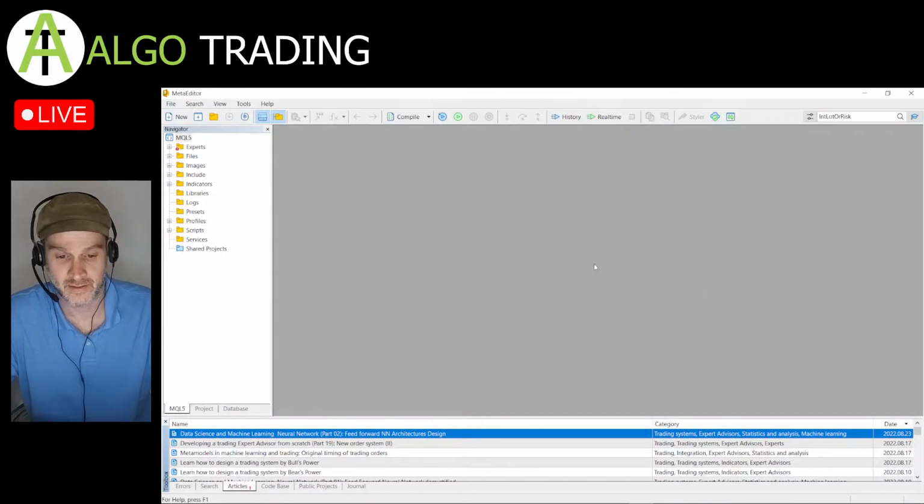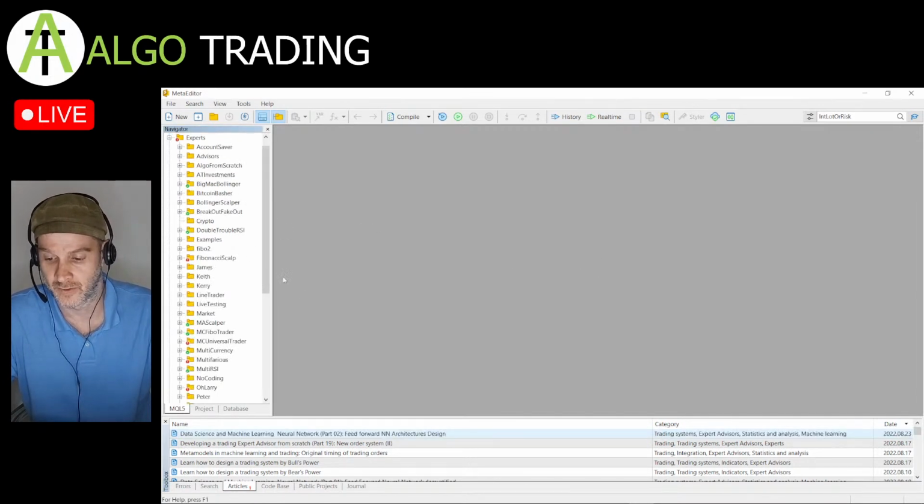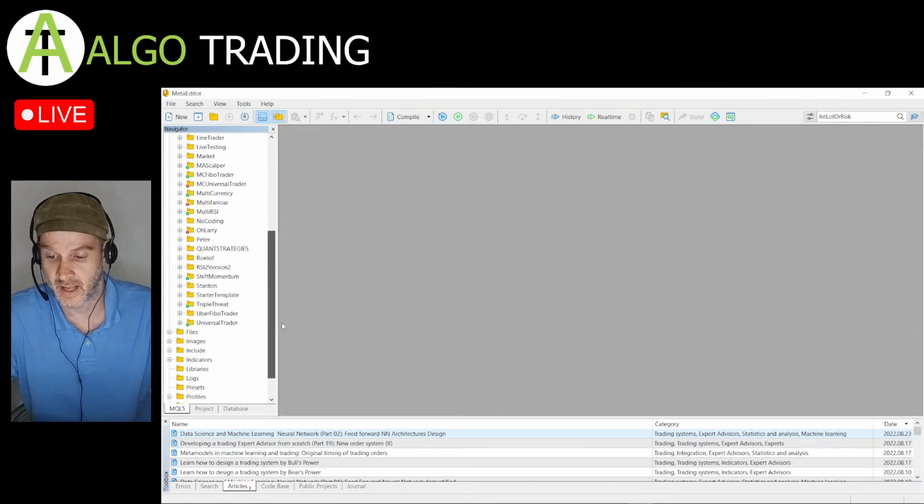Based on my other trading styles and my other EAs, I know that the RSI and the moving averages work well together with Tech 100. So we're going to build using the RSI and moving averages.